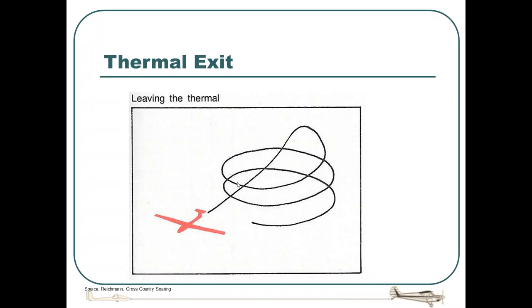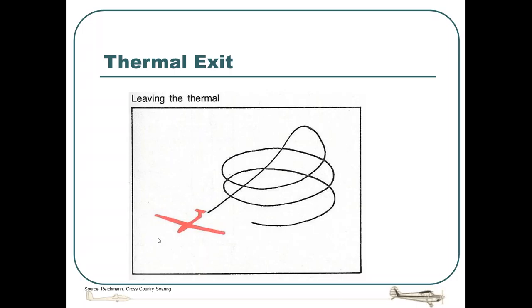If you can decide that your next turn point happens to be down here in this direction, you fly in to the far end of the thermal and come back through the thermal, speeding up through the thermal so that you convert some of your kinetic energy back into potential energy, so that you have the correct speed to fly in the sink area. And that's really how easy it is to leave the thermal.